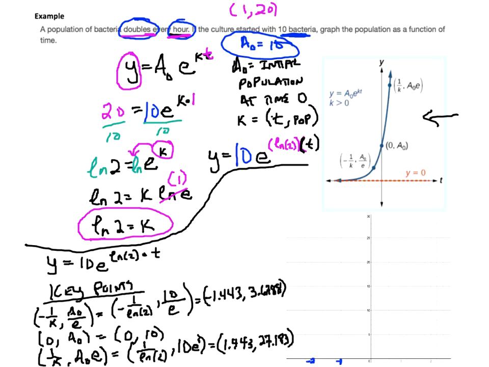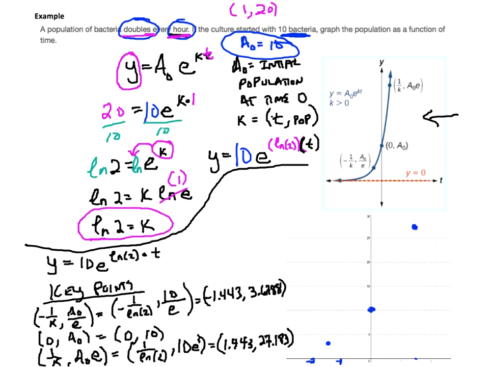And I go up 3.6788. Notice these are counting by 1, so 1, 2, 3, so somewhere around in here. And then I have 0, 10, that one's easy. And then 1.44, so about halfway in between again, but up to 27. So my highest is at 30, so 25, 26, 27.183, so a little bit above that line, about right here, somewhere around in there.